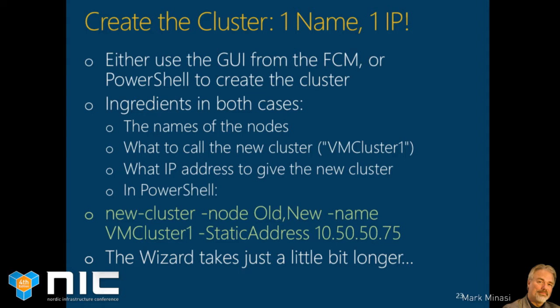So those are the nodes. -Name VMCluster1. Here I'm going to call my cluster VMCluster1. -StaticAddress. And that's how you do it from PowerShell. I know PowerShell is complicated. Instead, we can do it with the wizard.